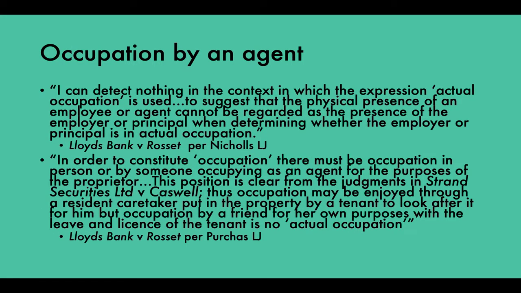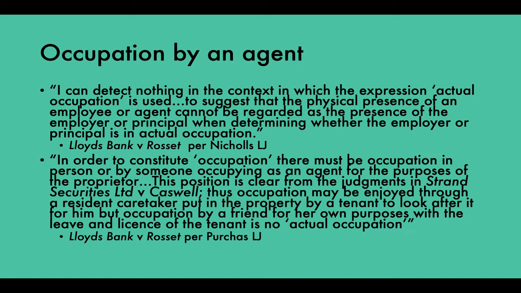Occupation by an agent. Now, there was an additional complexity in Lloyds Bank and Rossett because the presence on the land was not on the part of the interest holder, which was the wife, but was the presence by her agent, in this case builders. So in Rossett, the wife herself, the person who claimed the interest, wasn't on the land much, but her agents, the builders, were on the land to the extent realistically possible, given it was a semi-derelict property, and they were essentially doing it up.